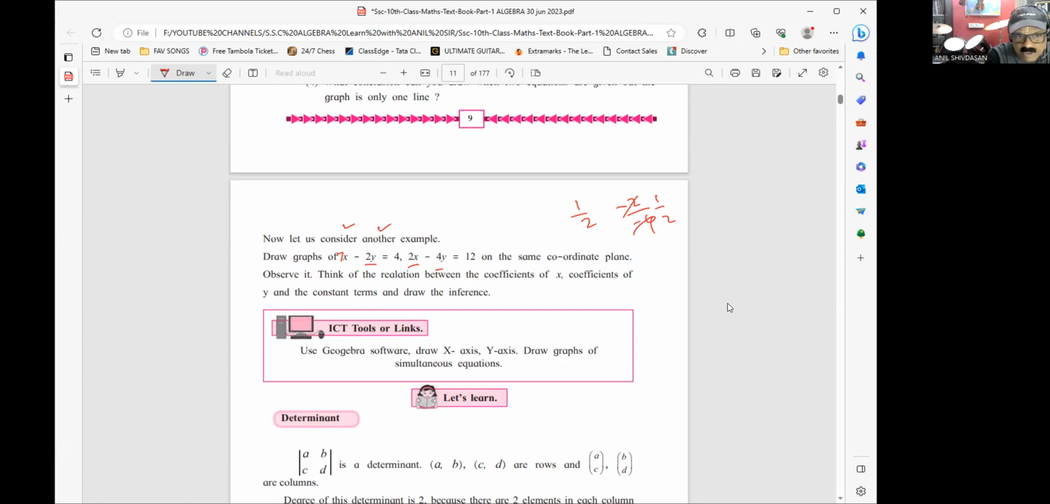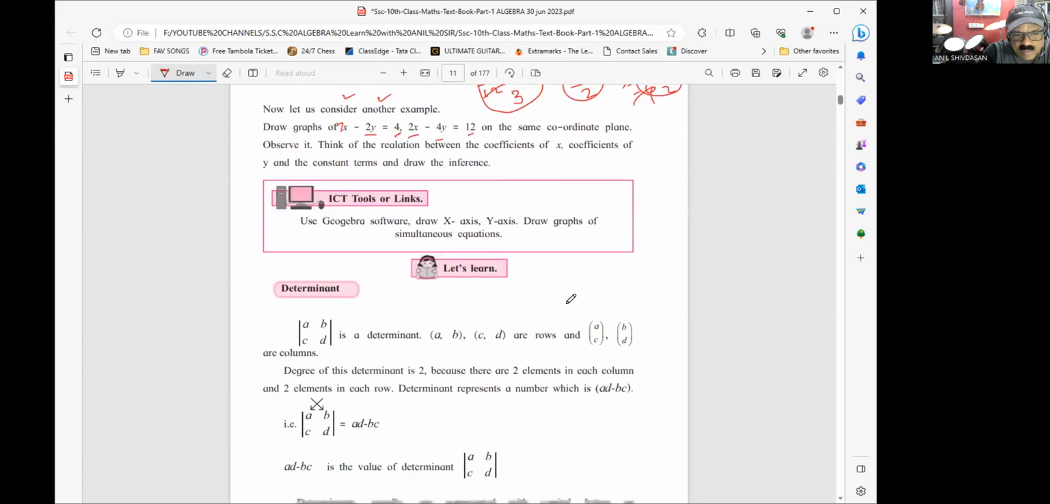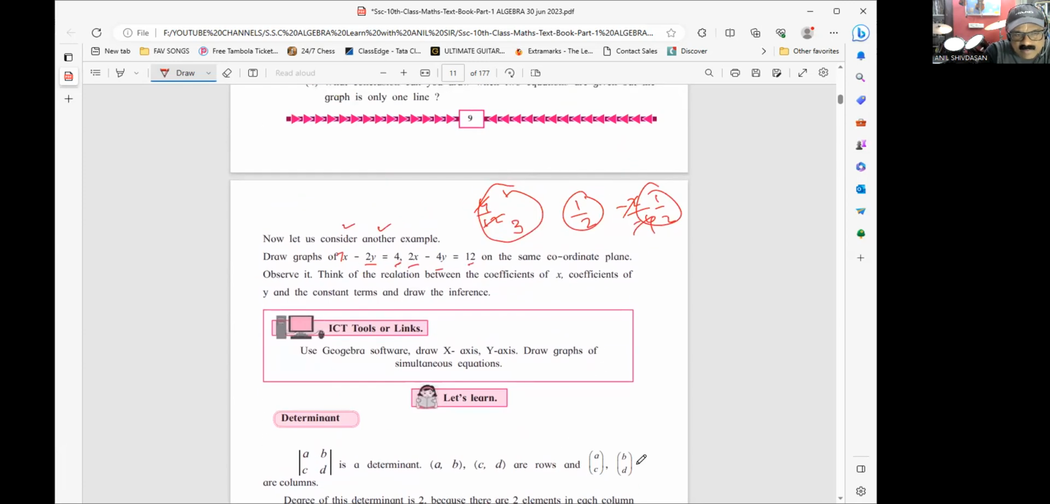But what about the constant? The constant number is 4 here and 12 here. So 4/12 is how much? 4 ones are 4, 4 threes are 12. Is it the same as the other two ratios? No. This was 1/2 and 1/2. This is 1/3. So in that case, let's look at the graph now. We will draw the graph for this particular scenario.